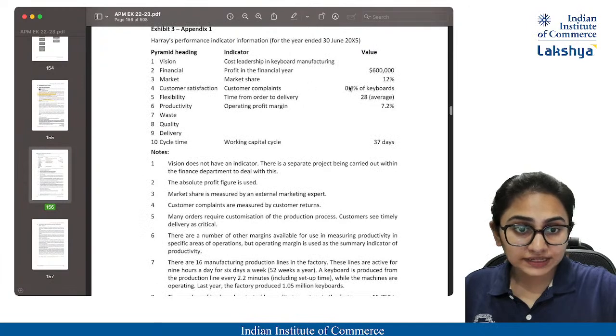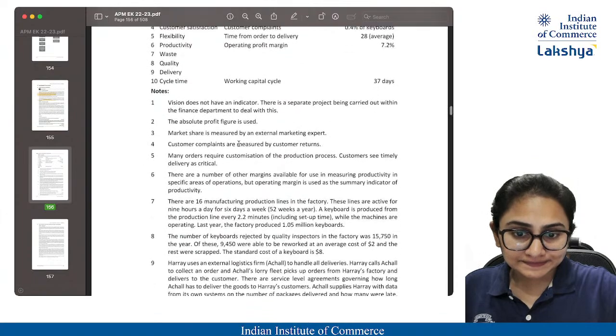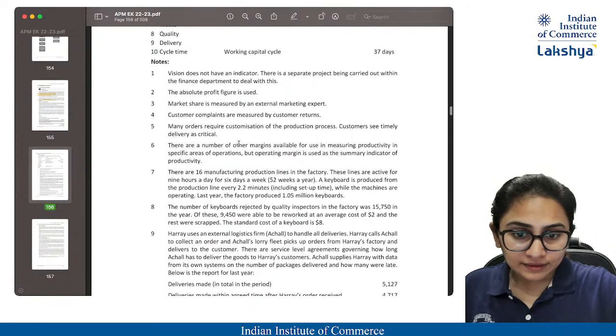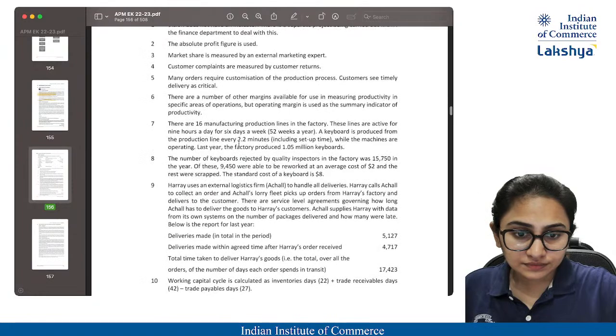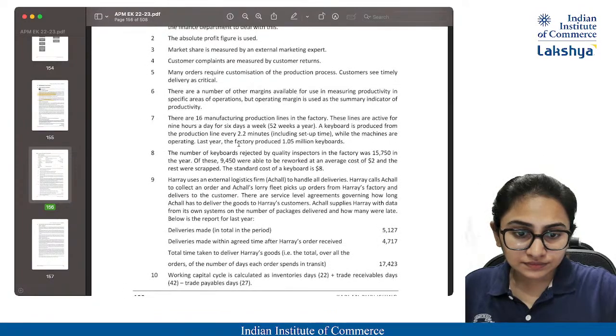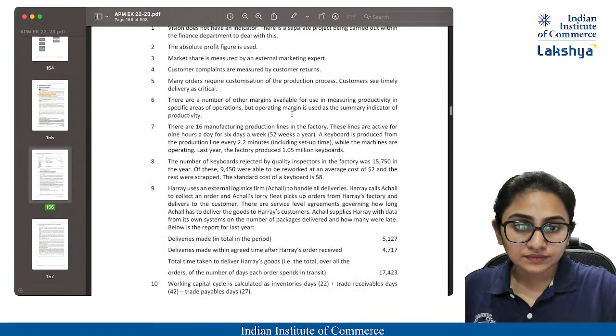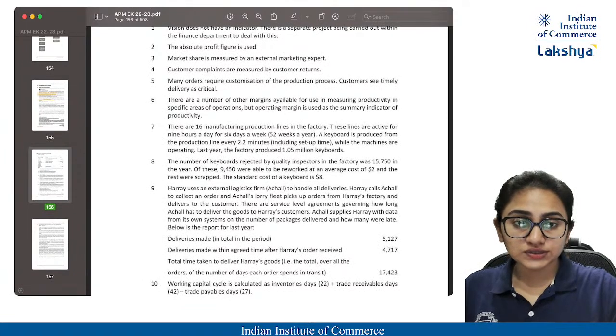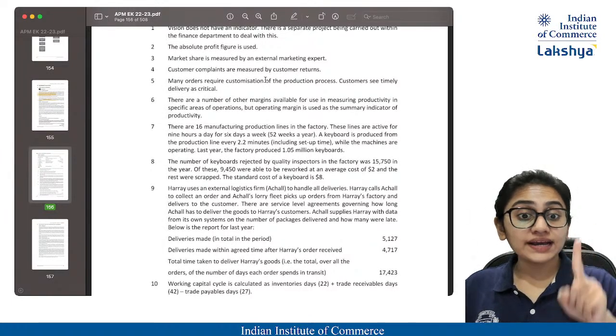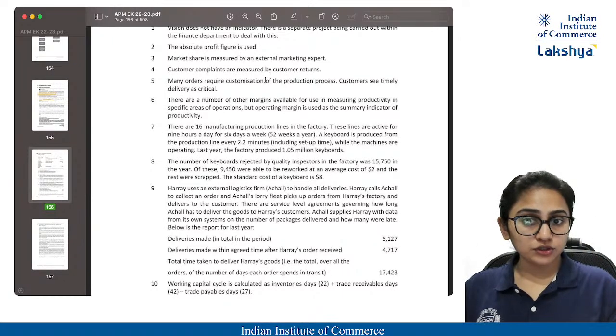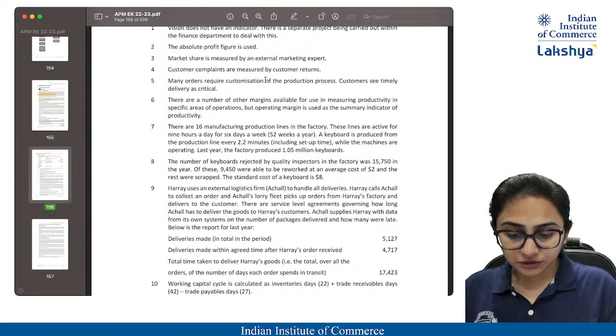Then there are customer complaints of 0.4% of keyboards. Then there are a number of other margins available for use in measuring productivity in specific areas of operations, but operating margin is used as a summary indicator of productivity, and customer complaints are measured by customer returns. Very important point. And the absolute profit figure is used.